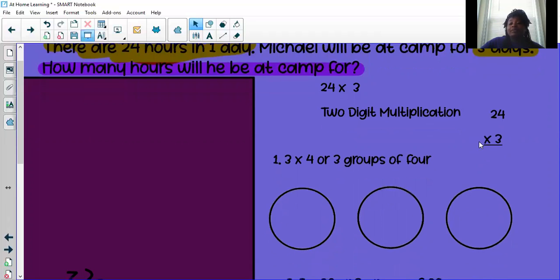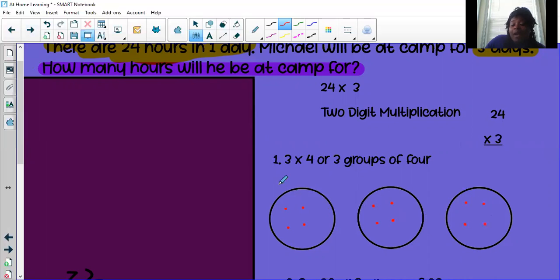So 24 times 3 is a 2-digit multiplication. We like to start at our ones place first. We pull apart our answer, and we want to start at our ones place. So that means it's 3 times 4, or 3 groups of 4. I've already made my 3 groups, and then I'm just going to put tiny dots for my ones place. How many should I put in my first group? Yes, I'm going to put 4 dots. Then I'll put 4 dots in each group.